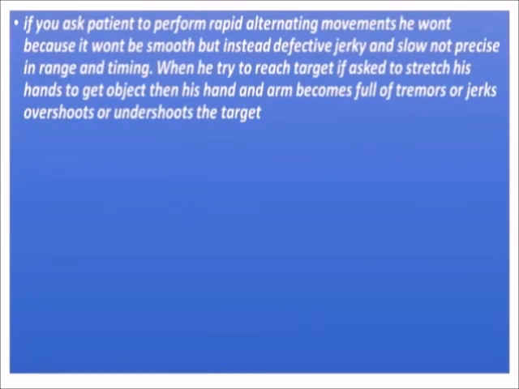If you ask the patient to perform rapid alternating movements, he won't, because it won't be smooth, but instead defective, jerky and slow, not precise in range and timing. When he tries to reach a target, if asked to stretch his hands to get an object, then his hands and arm become full of tremors or jerks, and overshoot or undershoot the target.